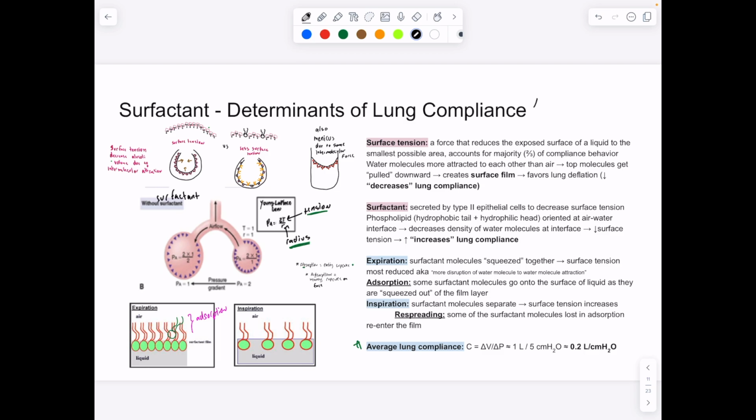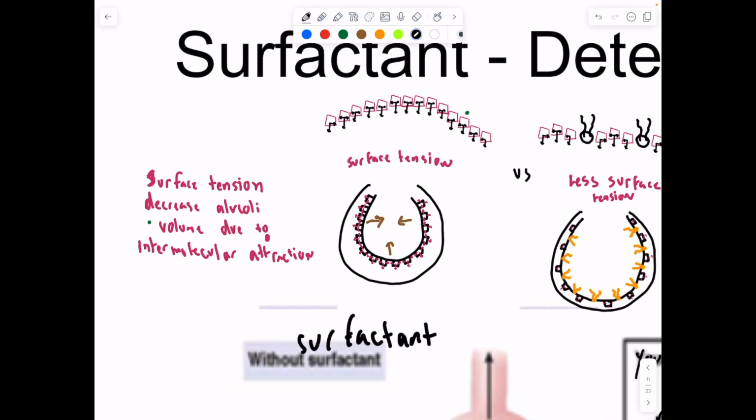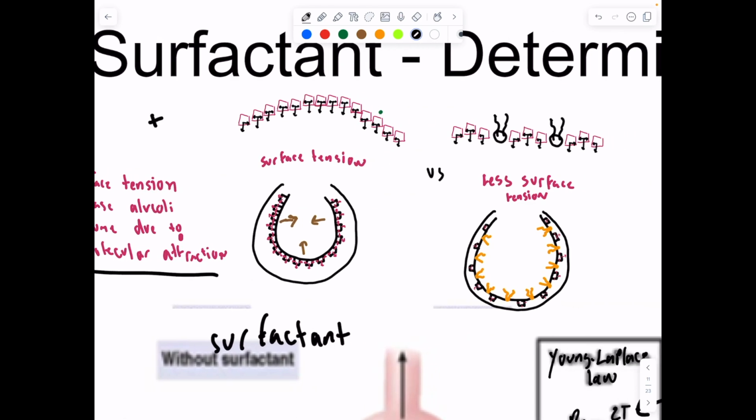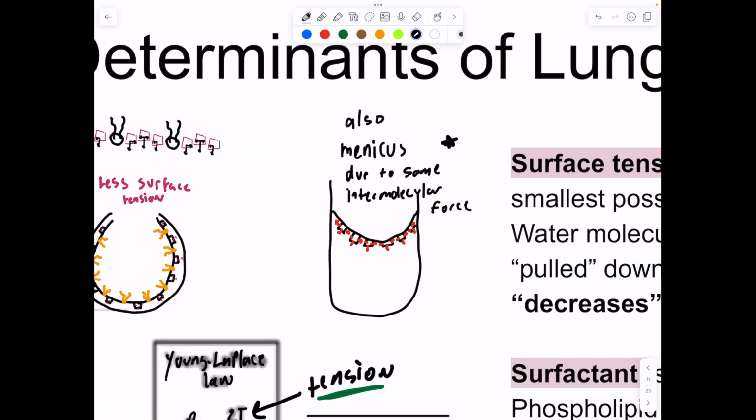All right, so we said surfactant and surface tension is an important part of lung compliance. We're all familiar with surface tension, so I just want to quickly point out a couple things. Surface tension is going to decrease alveolar volume due to intermolecular attraction. So the positive and negative ends of the water molecules are going to attract each other. And so if you're on top of a surface, you'll get a shape that looks like this. The net force will be downwards, but you also have water molecules pushing back upwards, so you get this nice film. And if you extend that to a test tube, we're familiar with the meniscus, so we have some attraction to the walls of the container, and the molecules are attracted to each other.